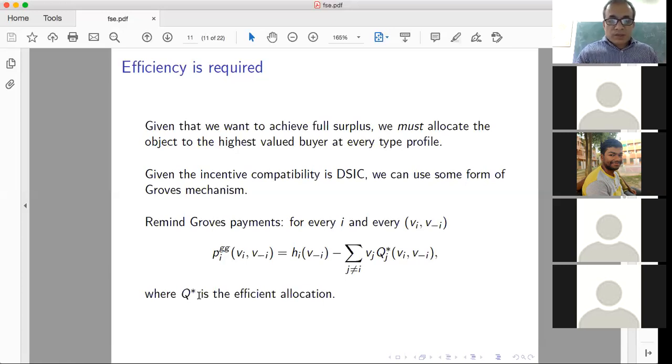Let me pause for two minutes just to put my charger on the laptop. Just hold on for a minute. In the meanwhile, keep looking at the Groves payment formula.